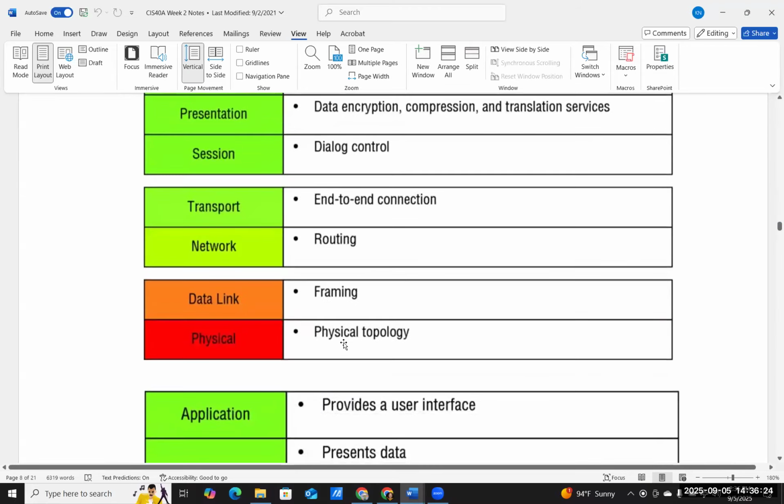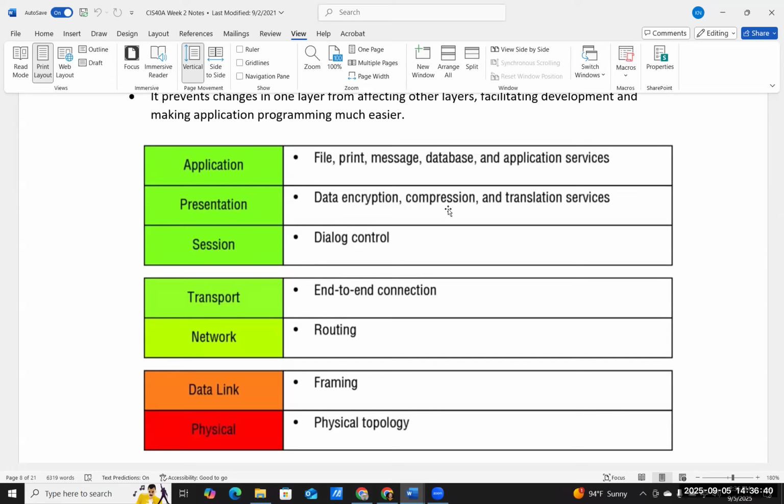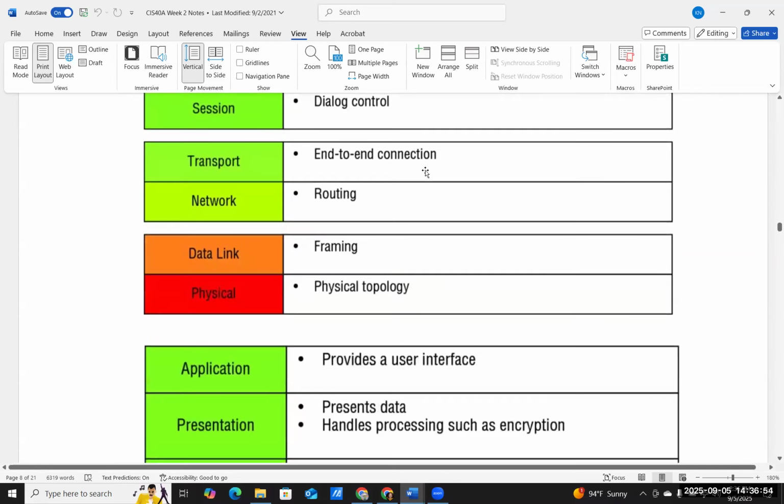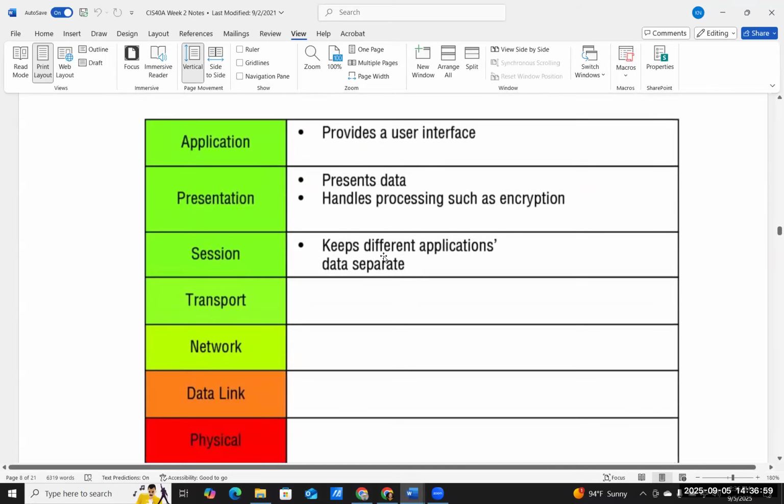And then you have the picture and it tells you some of the details. So when you encrypt data, that's in presentation, or when you compress, right, some data is transmitted in a compressed format, that's presentation. Okay. When you are printing, that's part of application. When you're using a database, that's part of application. So you can refer to this image if you want a little bit more details on each of the layers.